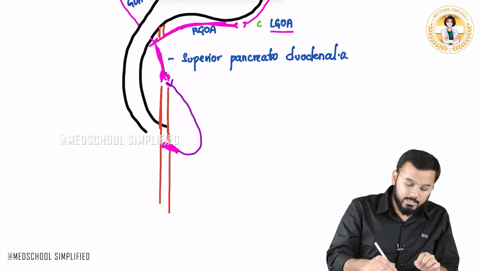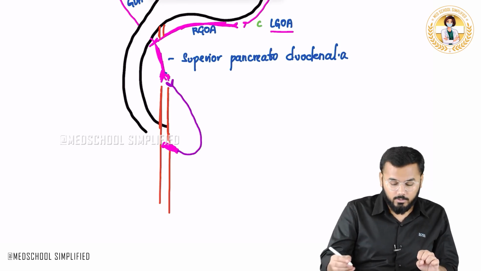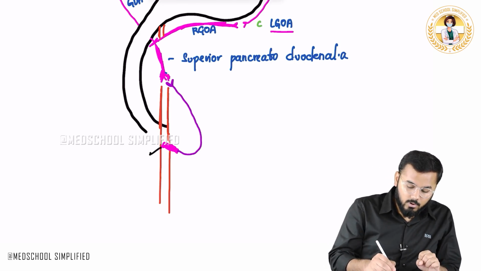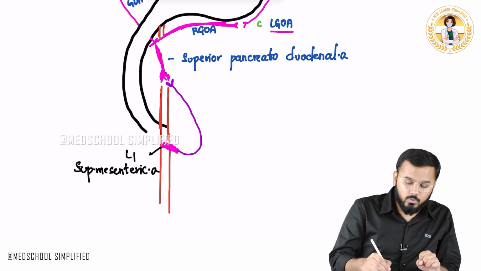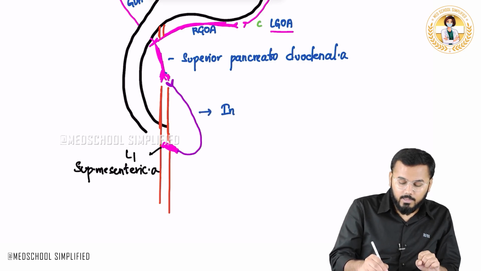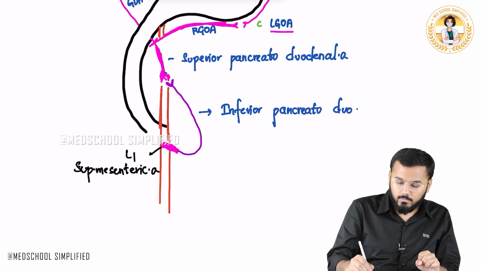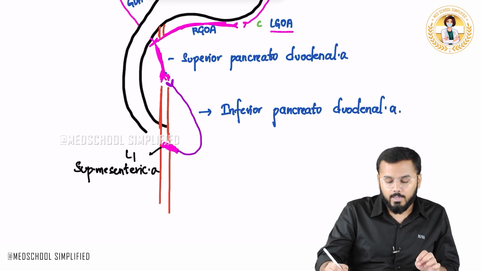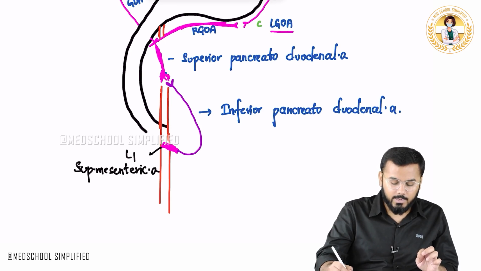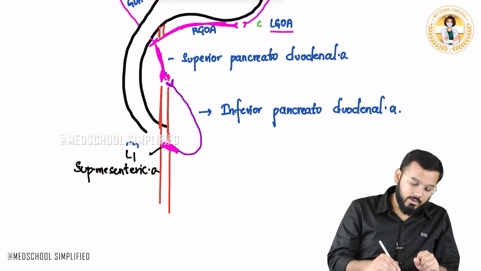And this branch is anastomosing with what? The superior pancreatoduodenal artery. Right, so this is at the level of L1, and this is your superior mesenteric artery, and this branch over here you call the inferior pancreatoduodenal artery. One you call the superior pancreatoduodenal artery and this is called the inferior pancreatoduodenal artery. Right, so it is coming from what? The superior mesenteric artery at the level of L1.